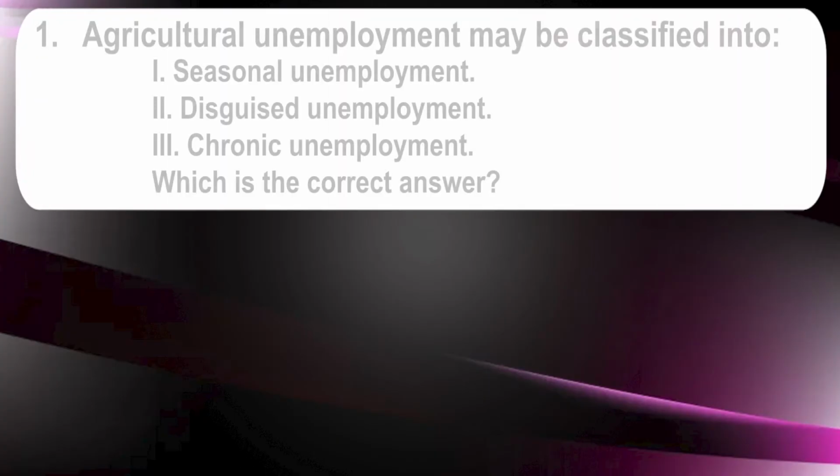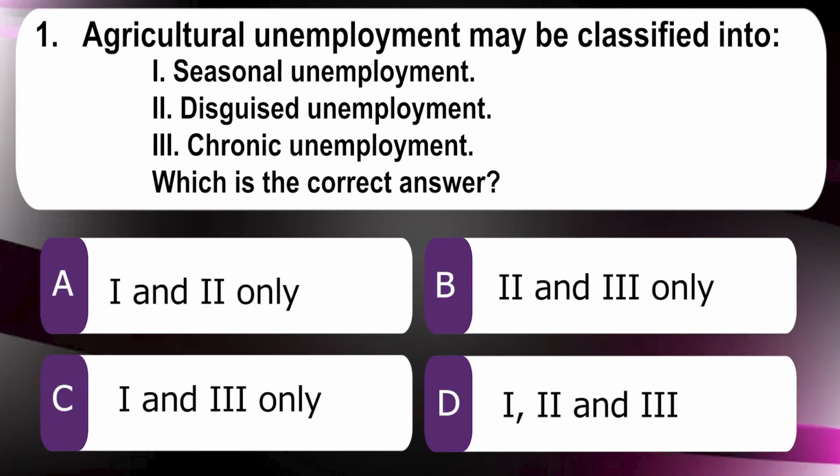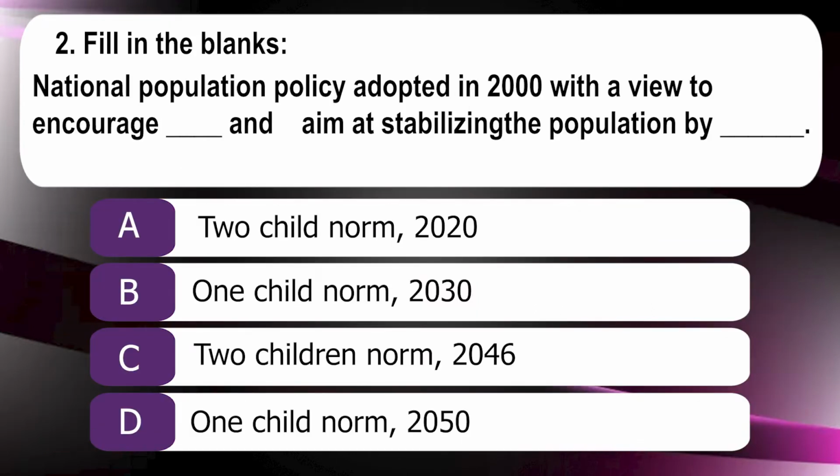Question number 1. Agriculture unemployment may be classified into 1. Seasonal unemployment, 2. Disguised unemployment, 3. Chronic unemployment. Which is the correct answer? A. 1 and 2 only, B. 2 and 3 only, C. 1 and 3 only, D. 1, 2 and 3. The correct answer is D. 1, 2 and 3.